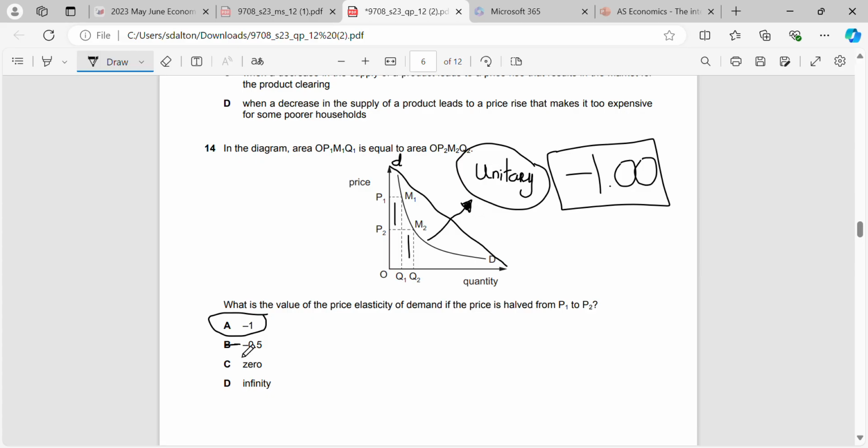All the other values will be incorrect because of the fact that we know it shows unitary. Okay, refer back to your slides or refer back to the revision notes for that. You'll see that diagram exactly in those slides and revision notes.